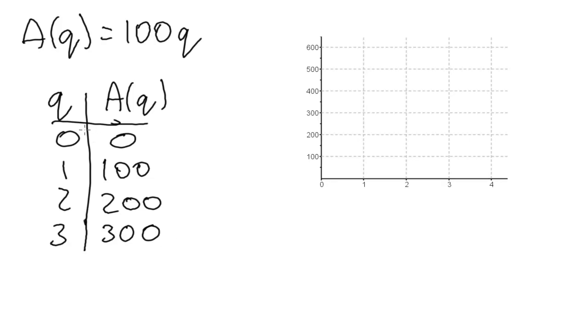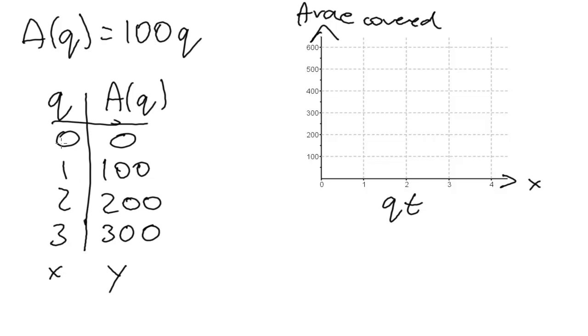Once you finish creating your table, make sure to sketch yourself a coordinate plane where the x-axis refers to the quarts you're using and the y-axis refers to the area covered. After that, refer to the table as your x values, y values. When x is 0, y is 0, so this will be your location of the first point. When x is 1, y is 100, so it will be over here. And so on until you get over here. So at this moment, you will connect those points, creating a line segment.